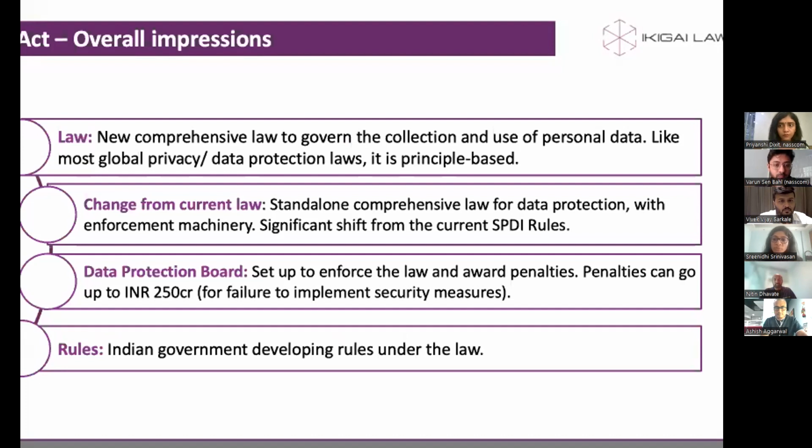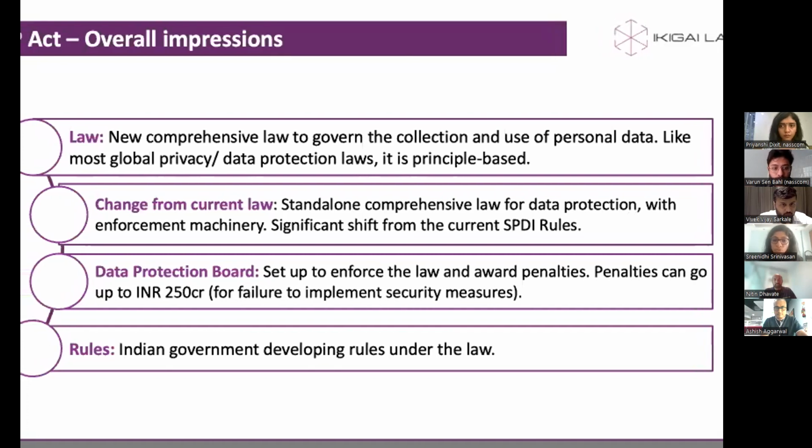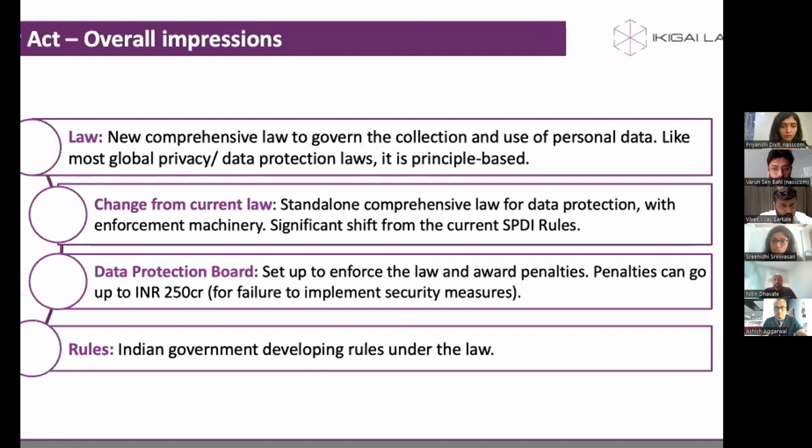Now, this enforcement machinery is in the form of a data protection board, which will be set up to enforce the law. It will award penalties. Penalties can go up to, say, 250 crore for failure to implement security measures and prevent data breaches. So it is an enforcing authority, more like the CCI than the RBI in that it's adjudicating and awarding penalties.